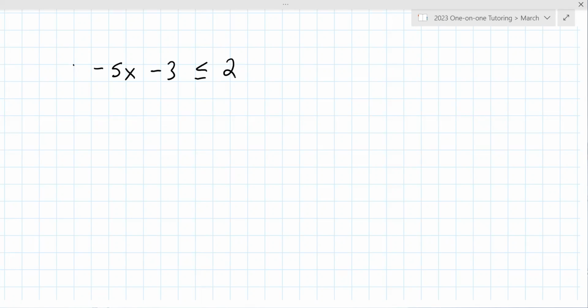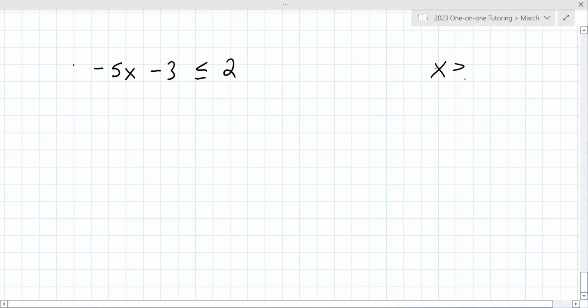I got x is greater than or equal to -5, like this on the right. All right, did you add 3 to both sides? Negative 5x less than or equal to 5.